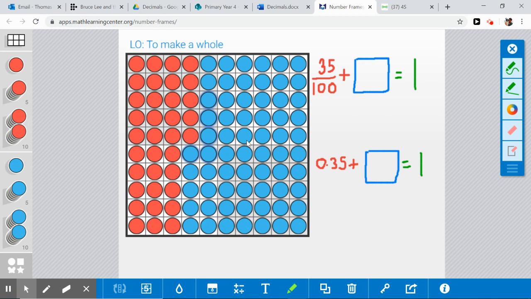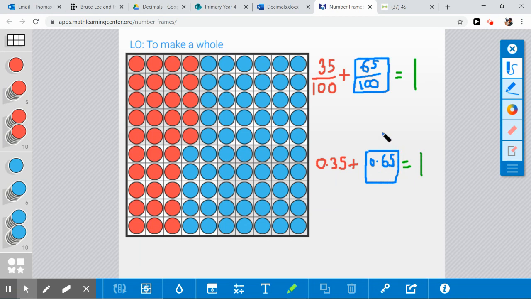Okay, so let's count what we've got so far. We've got 1, 2, 3, 4, 5, 6 tenths and 5 hundredths, which means this is 65 hundredths. And this must be 0.65. Now, some of you may have noticed a little trick that you can use.